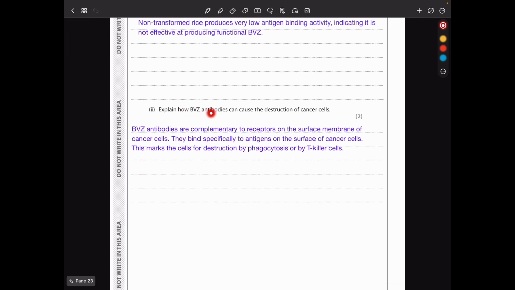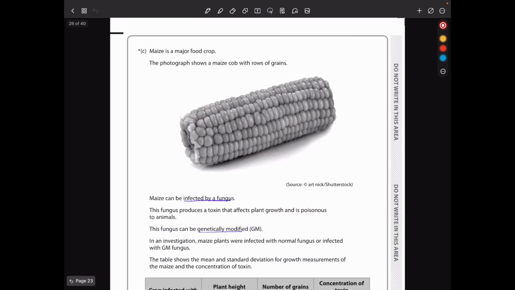Then explain how BVZ antibodies can cause the destruction of cancer cells. These are antibodies, so they're going to be specific and they will bind to specific receptors on cancer cells. So I said BVZ antibodies are complementary to receptors on the surface membrane of cancer cells. They bind specifically to antigens on the surface of cancer cells. This marks the cell for destruction by phagocytosis or by T killer cells.